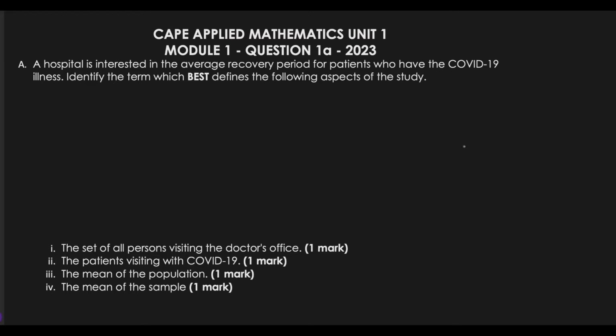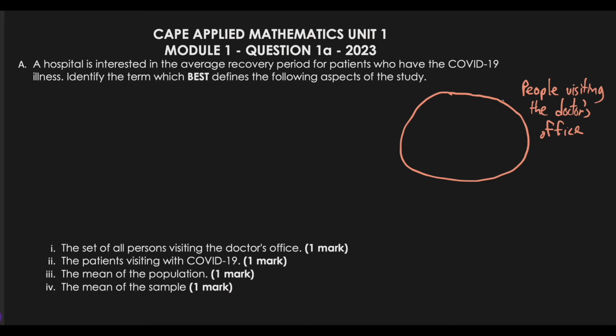So if we are looking at the set of all the persons visiting the doctor's office, everybody visiting the doctor's office here, if we look at all these people who come to the office, these people would represent the population. So that would be the population because we are looking at the set of all the people in a particular environment that we are looking at. So the first part would be the population.